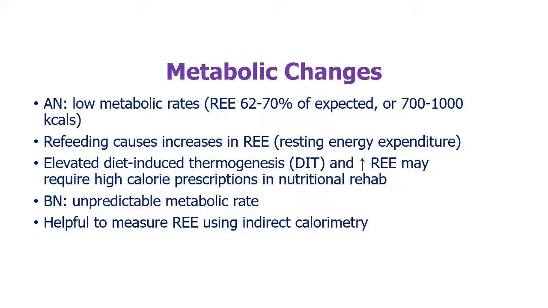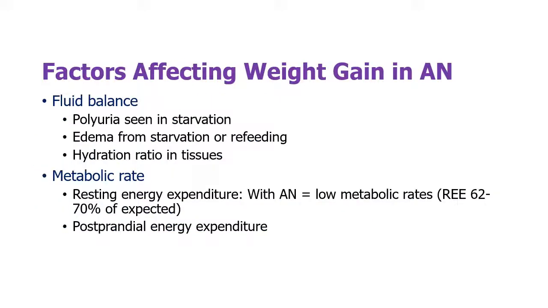Bulimia may have kind of an unpredictable metabolic rate. I think this has a lot to do with just the fact that these individuals still absorb a lot of nutrients. This is more of a different kind of problem than anorexia.